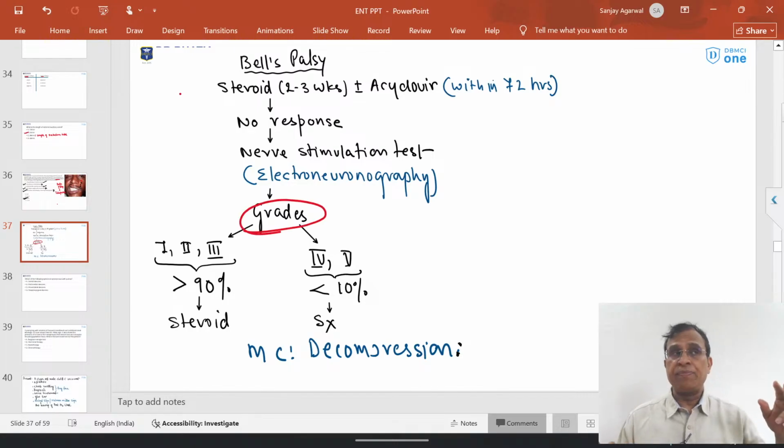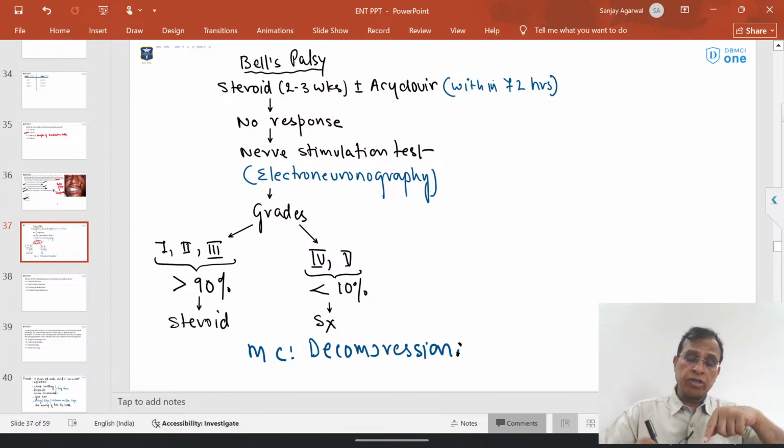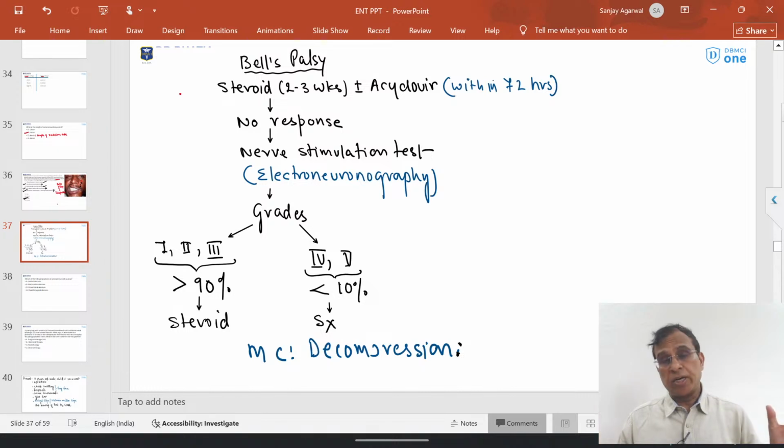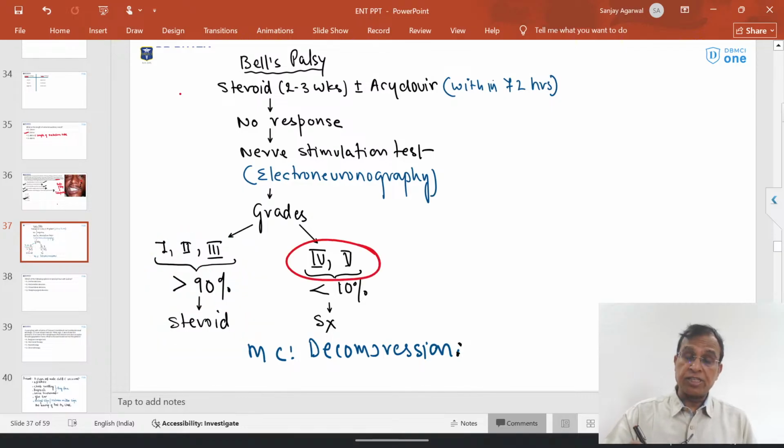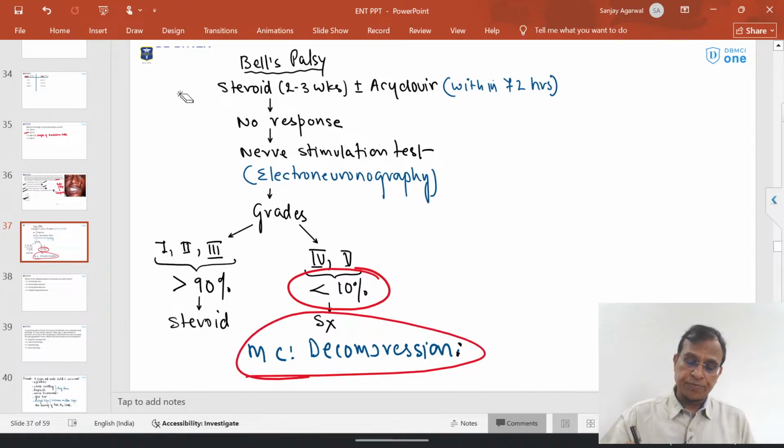Remember I told you grading पैल्सी दो तरह से. क्लिनिकल ग्रेडिंग का नाम मैंने बताया था, House and Brackmann grading, वो क्लिनिकल ग्रेडिंग है. ये नर्व स्टिमुलेशन टेस्ट की ग्रेडिंग है. इसमें भी 5 ग्रेड होते हैं. If it is grade 1, 2 और 3 less severe, then chances of recovery is more than 90%. 90% चांस है कि ठीक हो जाएगा, तो स्टीरॉयड ही लगा के रखते हैं, we don't change. But if it is grade 4 और 5 which is most severe damage, then it will not recover. 10% से भी कम चांस है कि ठीक होगा, तो डीकम्प्रेशन सर्जरी करते हैं.